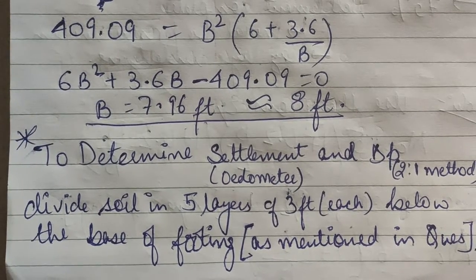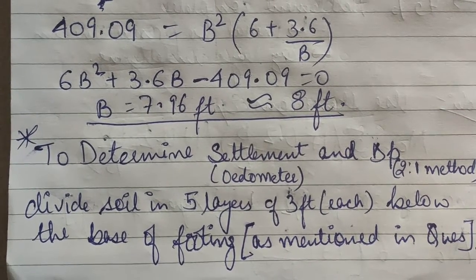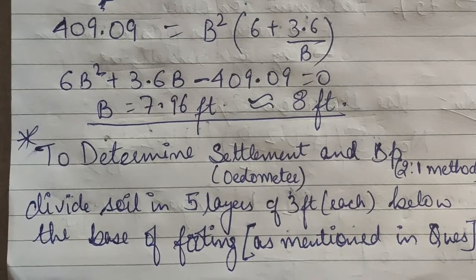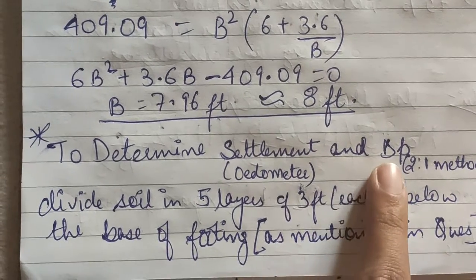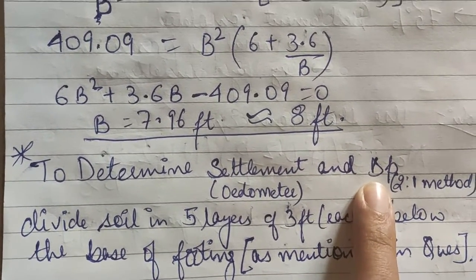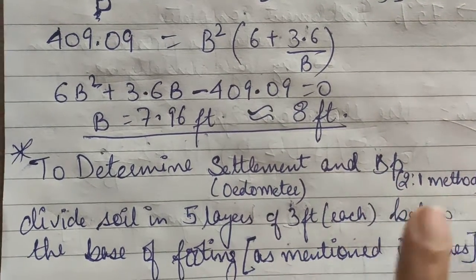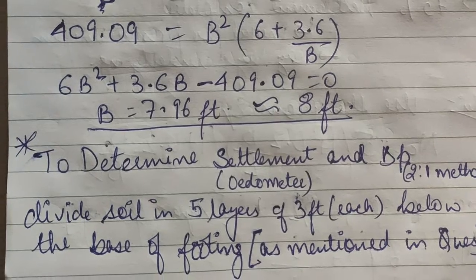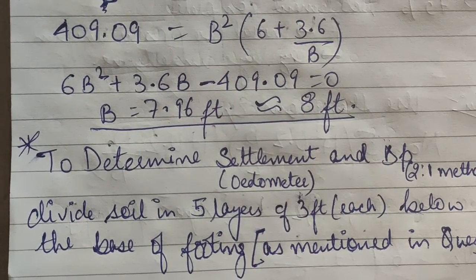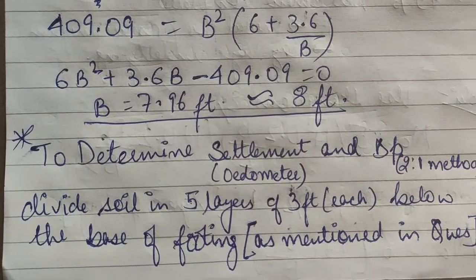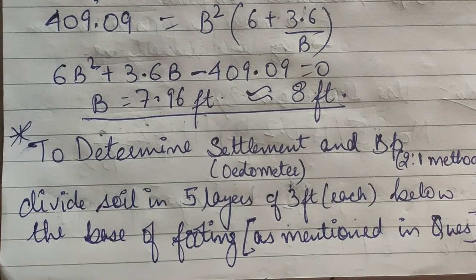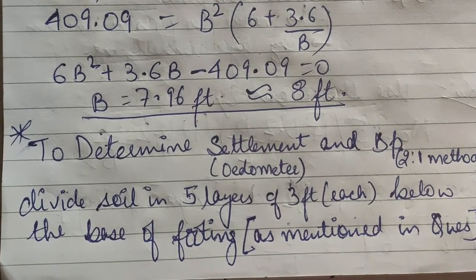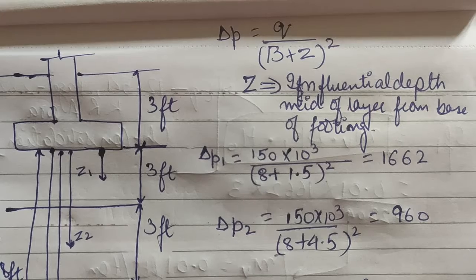Next step is to determine the settlement of the odometer, and to determine delta P. This delta P is our change in pressure and we'll be determining it using the 2:1 slope distribution method. So for that, first we divide the soil layer into 5 layers of 3 feet each, since we have the depth given as 15 feet in the question from the base of the footing.